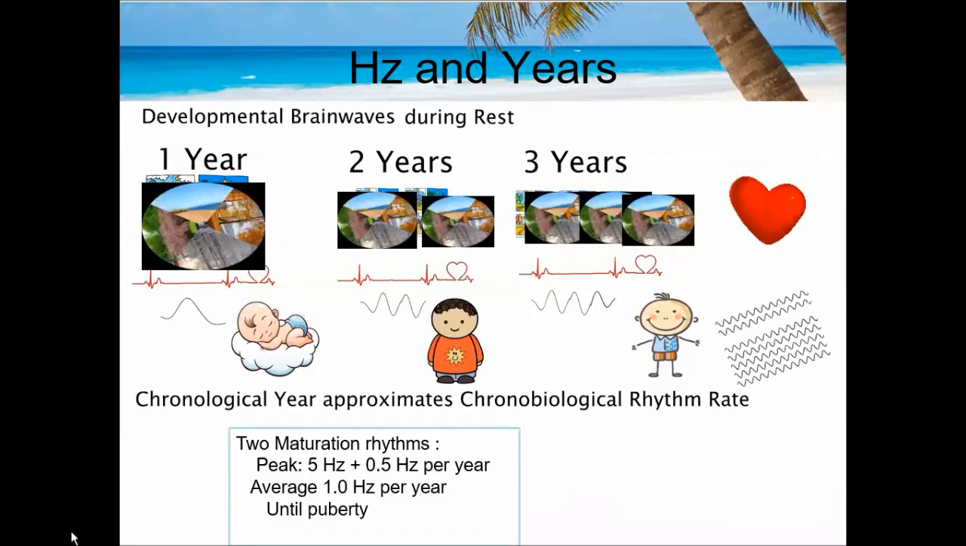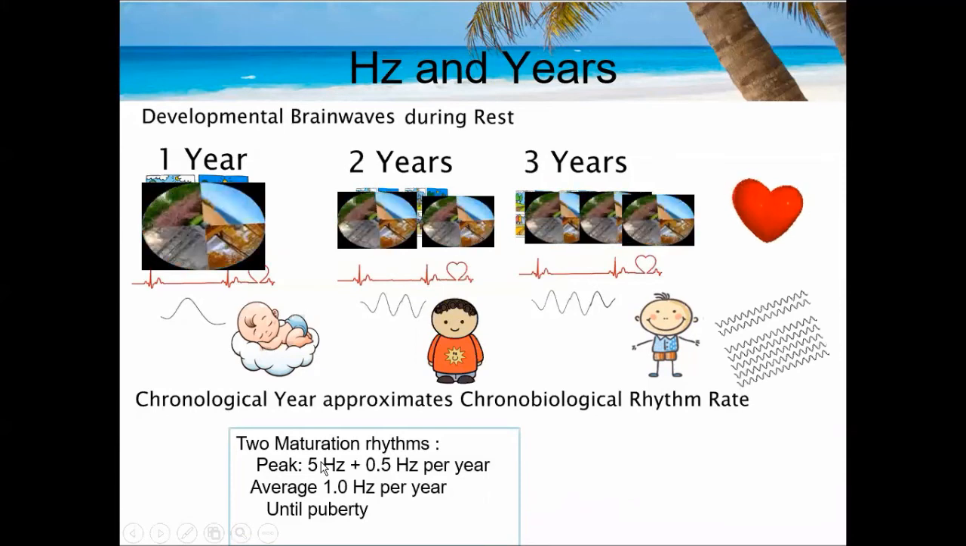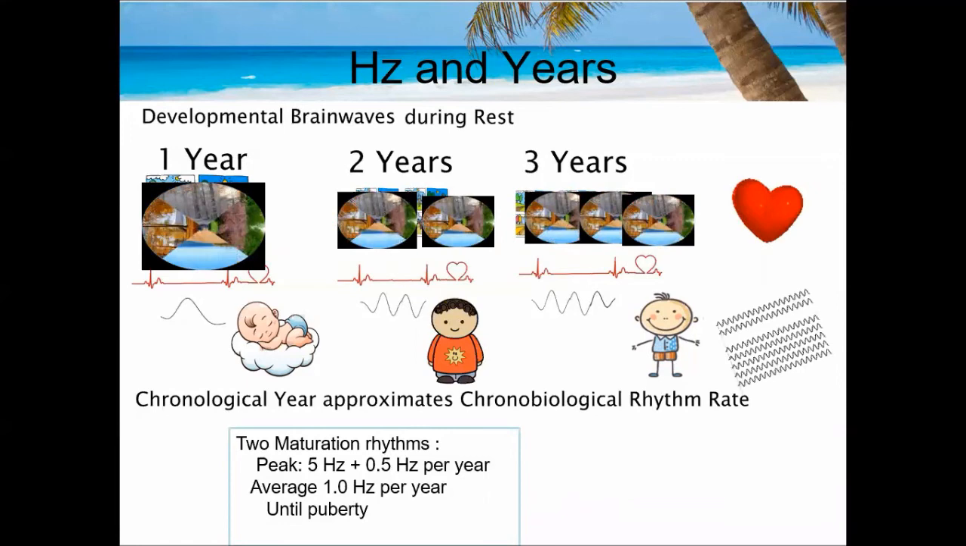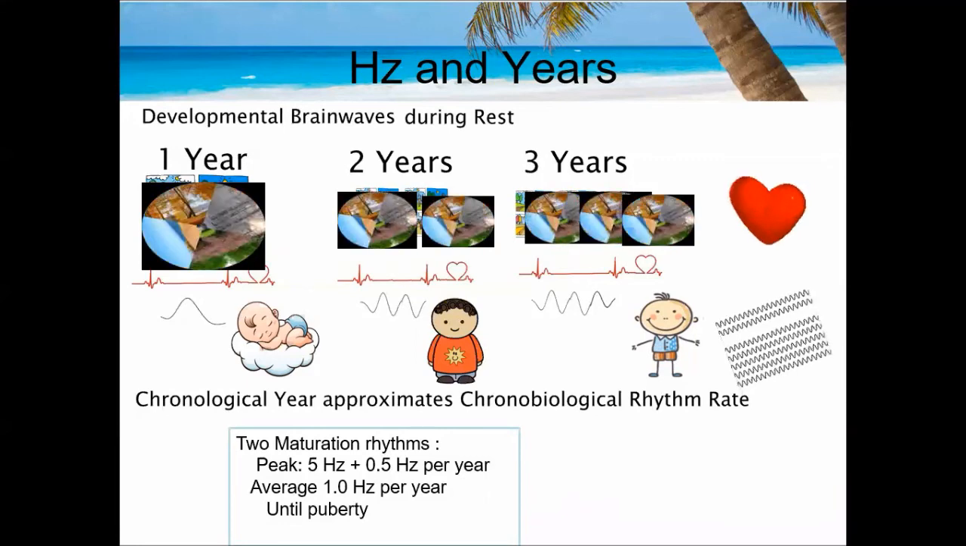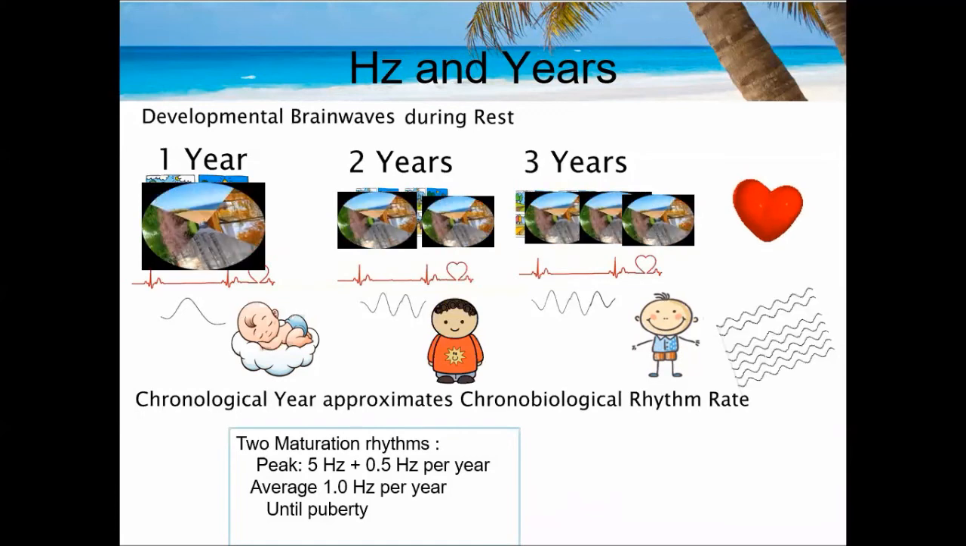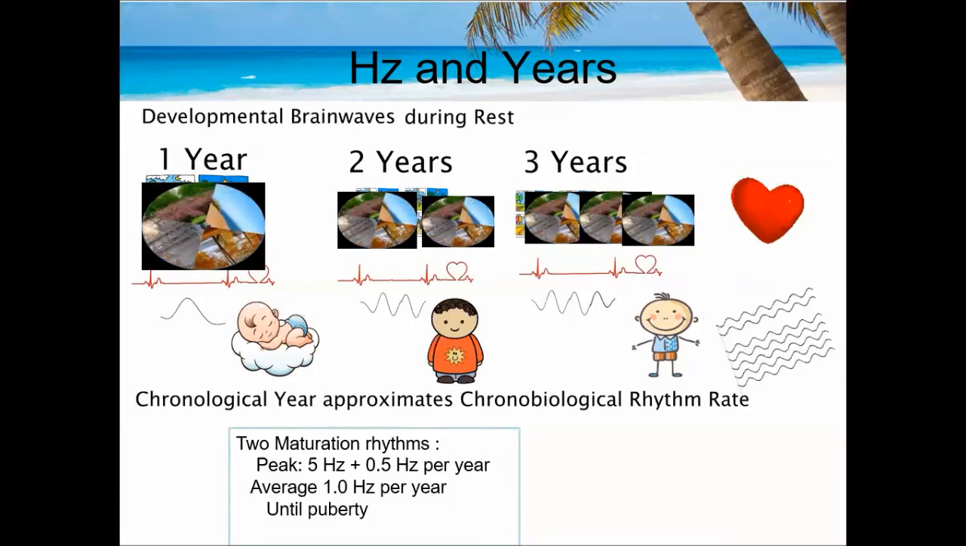The peaks are kind of different. In fact, the peaks jump out fast. So the peak is our sampling rate, but the average processing is about 1 hertz per year. The peaks jump out to about 5 hertz, 6 hertz very quickly, and then do about half, or really about 0.4 hertz per year. Okay.